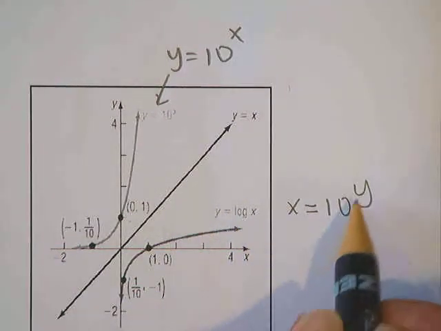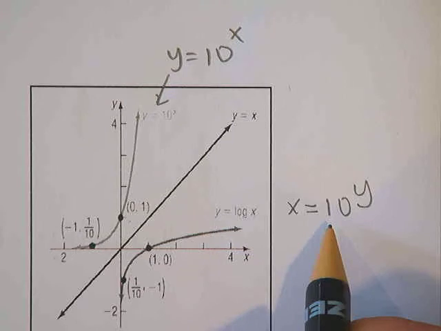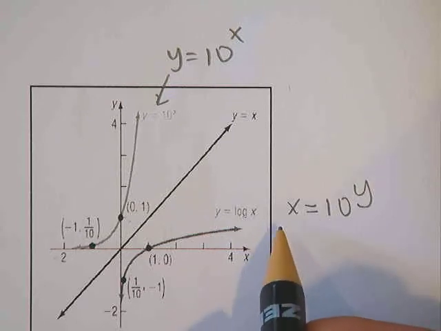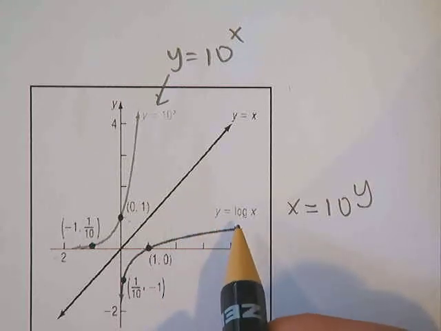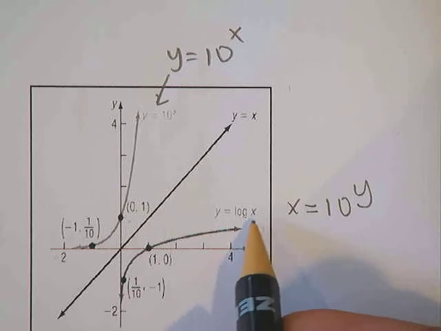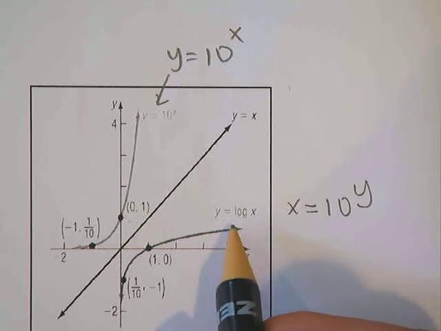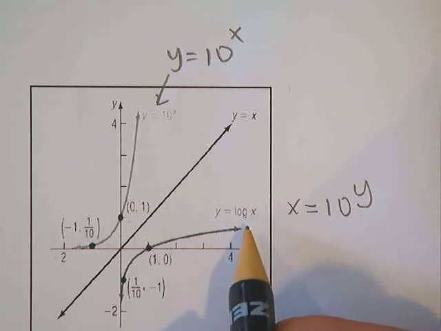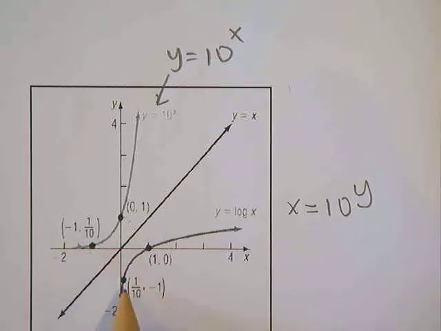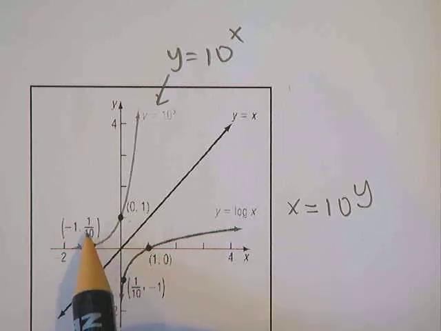Now, because the inverse is so important, it has its own name. It's called y equals log base 10 of x. In this case, base 10 is a common log, as we're going to learn in a little bit, so the base is not written. Y equals log base 10 of x. So notice how the points are now switched. This is negative 1 comma 1/10. This is 1/10 comma negative 1. This is 0 comma 1. This is now 1 comma 0.